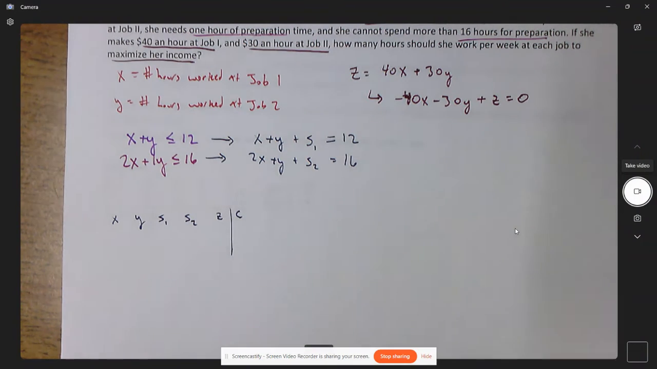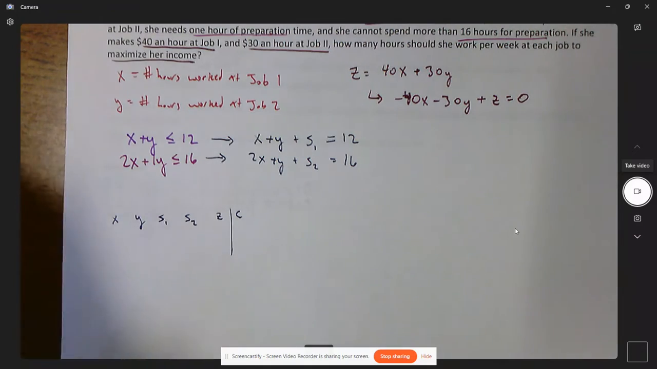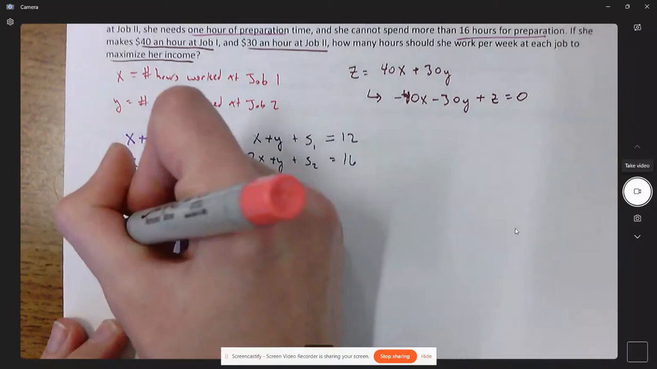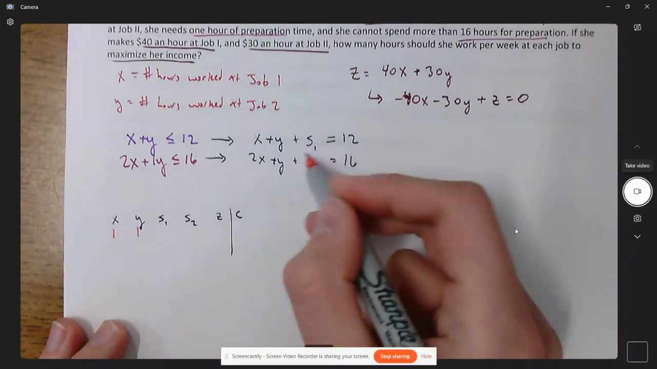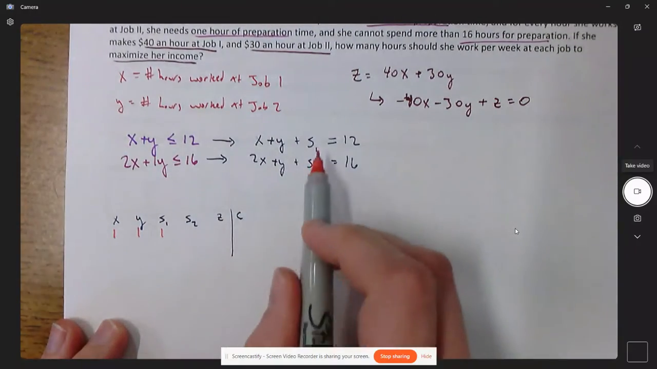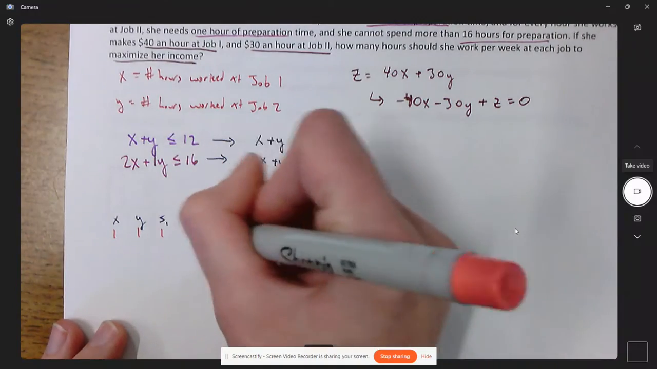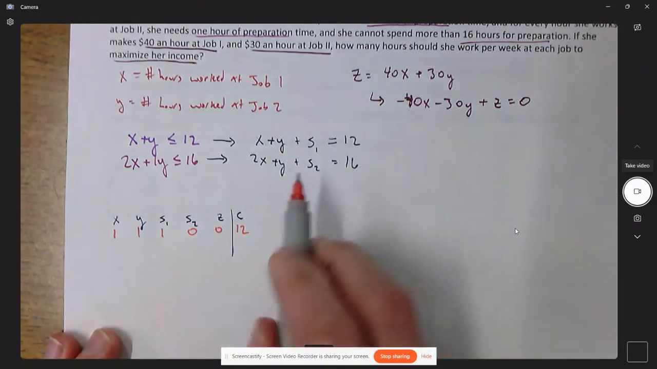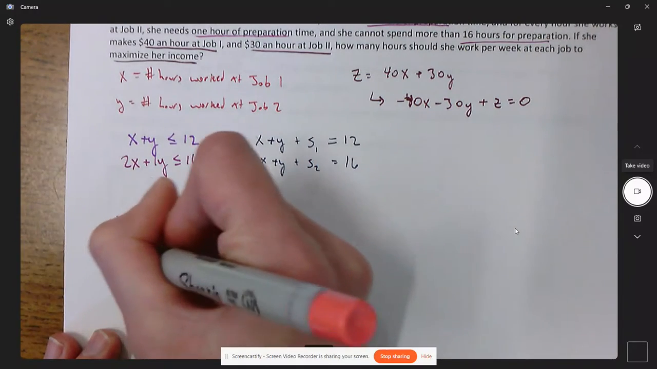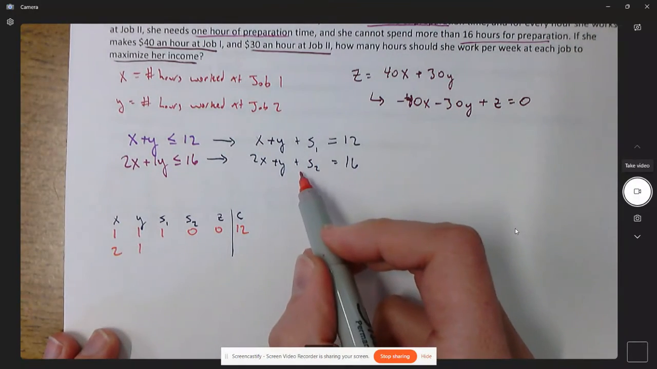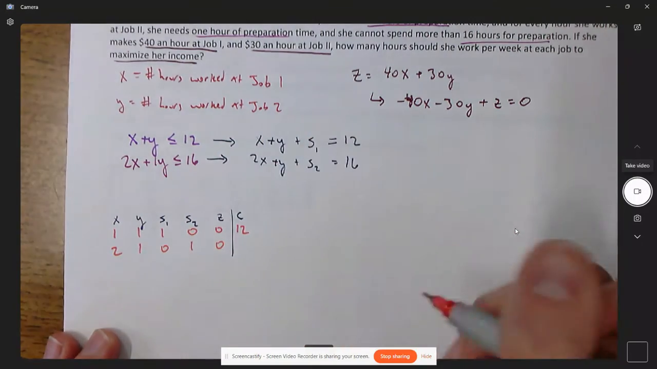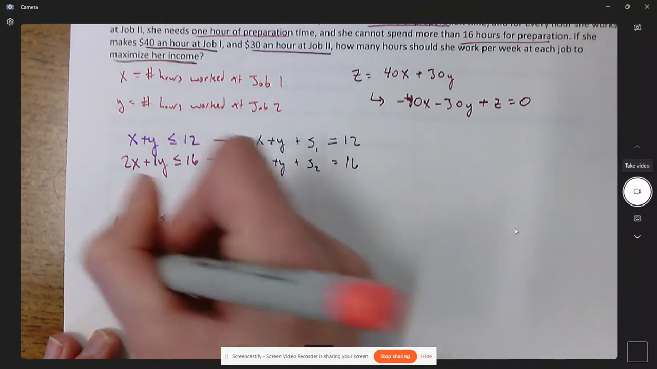All right, and then I'm going to fill these lovely numbers into my table. So the first equation has 1x and 1y, so 1x, 1y, and 1 slack variable 1. There's no slack 2's or z's, so zeros for those, and that equals 12. The second equation has 2x's and 1y. No slack variable 1's, but there is a slack variable 2, and there's no z's, and it equals 16.